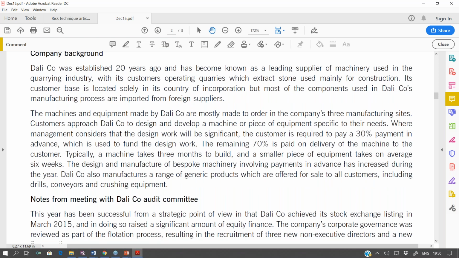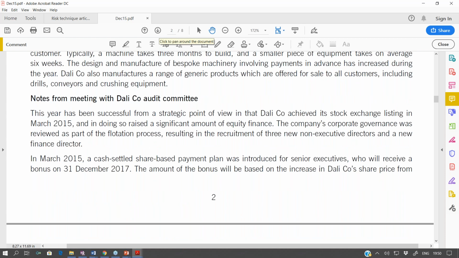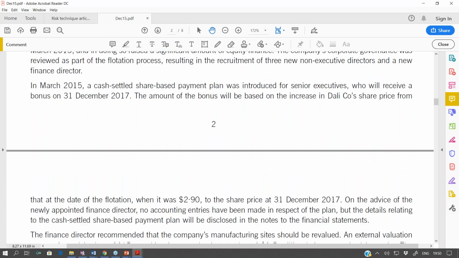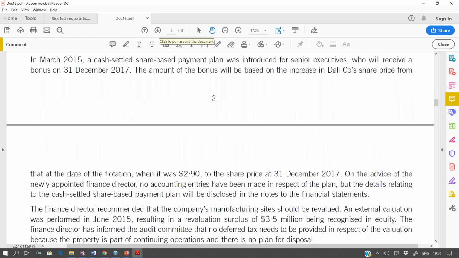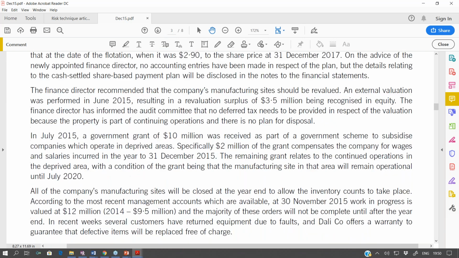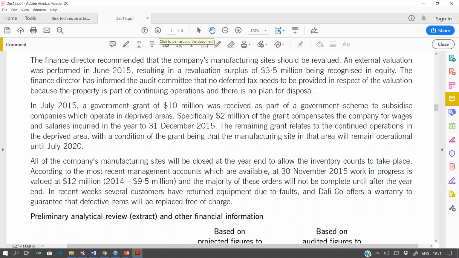Para 3. Can we see any value in the para 3? Notes from the meeting? No. Okay. Fourth para. Can we see a value in the fourth para apart from $2.90, which is a share price? But do we see a value in dollar million in the fourth paragraph? No. Okay, perfect. Then comes the fifth paragraph. Do we see a value in the fifth paragraph? The finance director recommended, yes. So that's the first value.